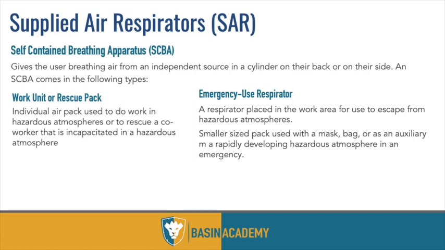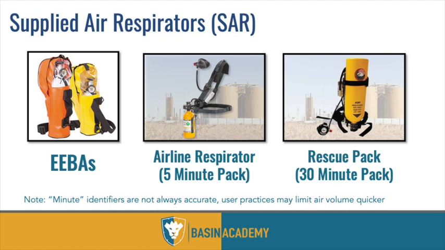So SCBAs, there's 2 different types. There's your 5-minute or your SKA pack, also known as an escape pack. It says you get 5 minutes of air, but that can change, and we'll go into that here in a minute. And then you have a 30-minute pack. There's 45-minute packs, essentially, again, providing you with clean air to a full face piece respirator mask. So here's some pictures of those.